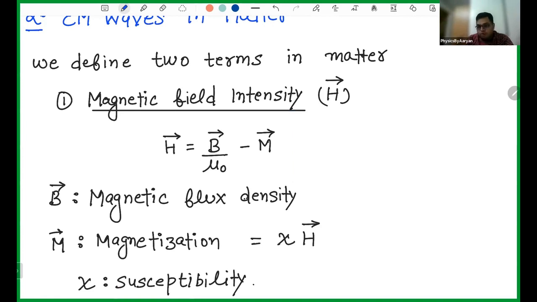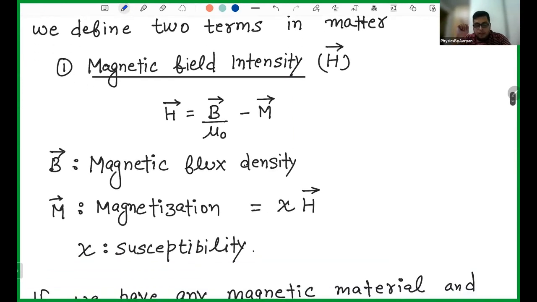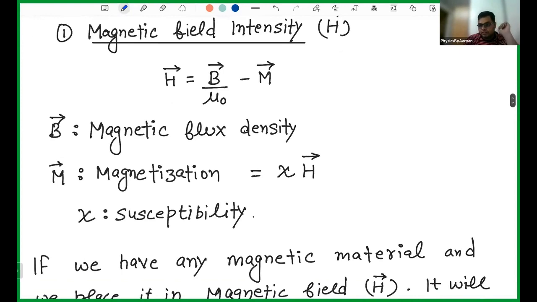Now more questions arise. What is B? B is known as magnetic flux density. I will come to the difference between H and B; understanding this difference is very important. Minus M. What is M? M is known as magnetization, and this magnetization is equal to chi into H. The formula for magnetization is chi into H, and this chi is known as susceptibility.